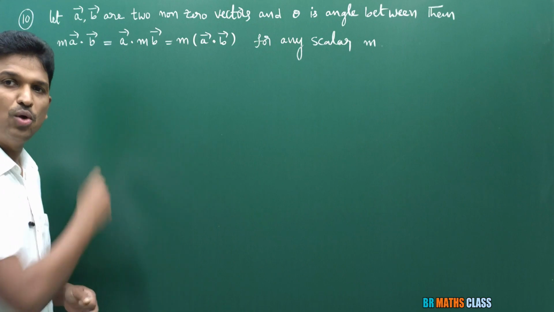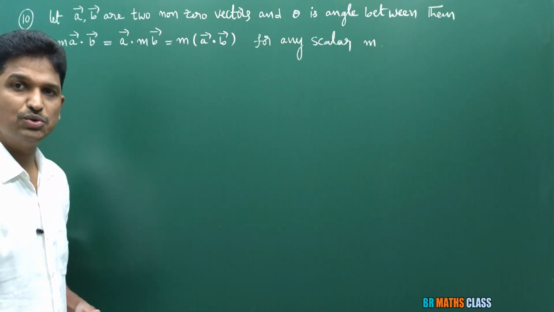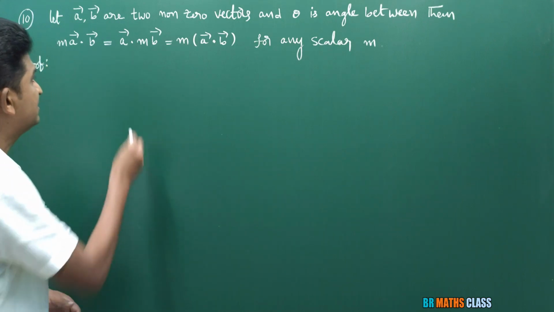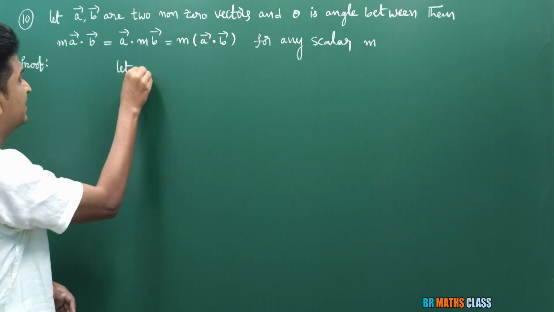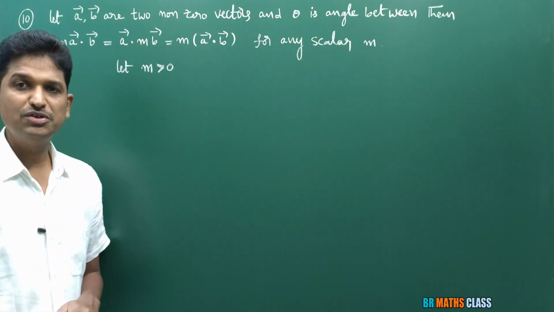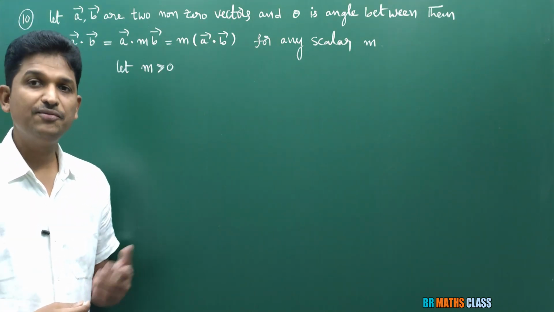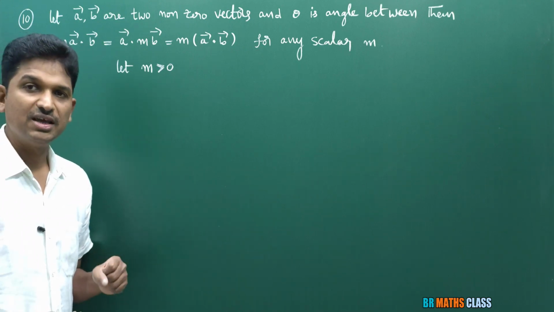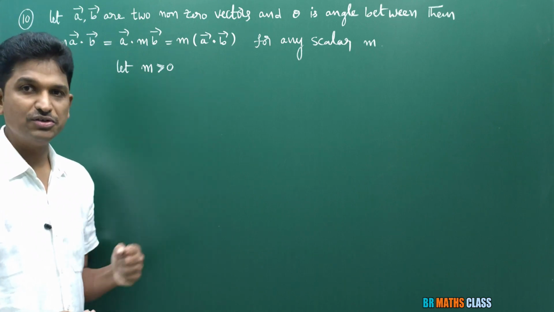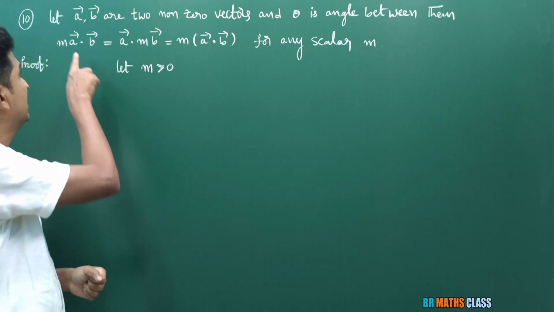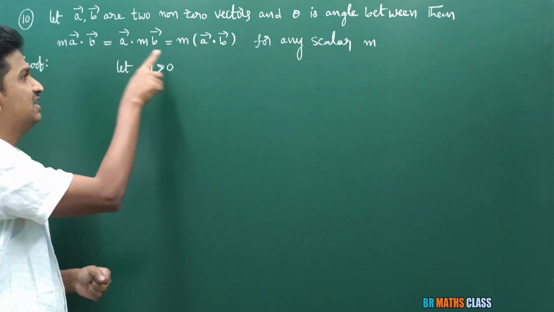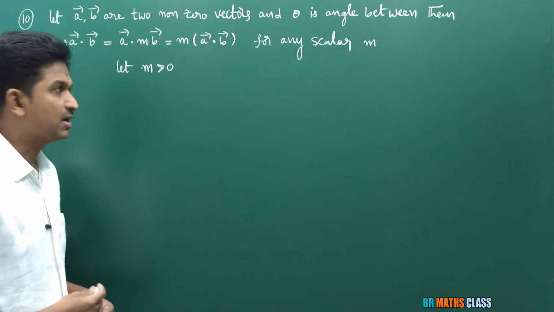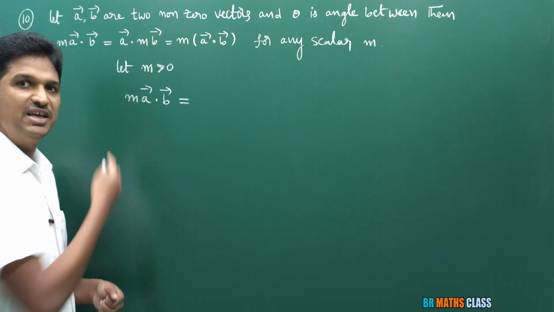In this result, what is M? M may be positive, M may be negative. In the beginning itself, I will take M is positive. If M is positive, what do you say about minus M? Minus M is negative. First, I consider M is positive, and I am going to prove that M A bar dot B bar is M times A bar dot B bar. Here I am considering M is positive.